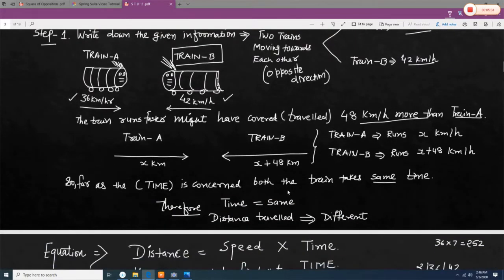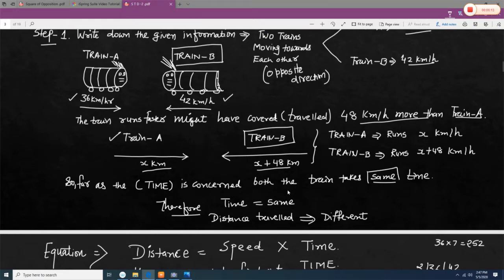Right? Now you have to assume, let's say this is train A, which is running at 36 kilometers per hour, and no information is given about the distance. Train B is running at 42 kilometers per hour, and it covers a distance which is 48 kilometers more than the distance of A. So we assume the distance of A is x kilometers. So the distance traveled by B is x plus 48 kilometers. As far as the time is concerned, both trains run for the same time.